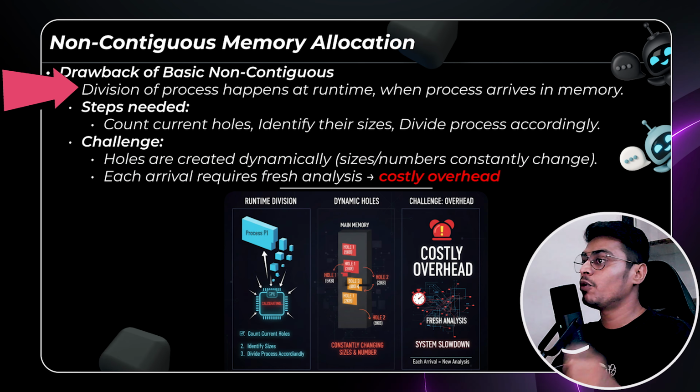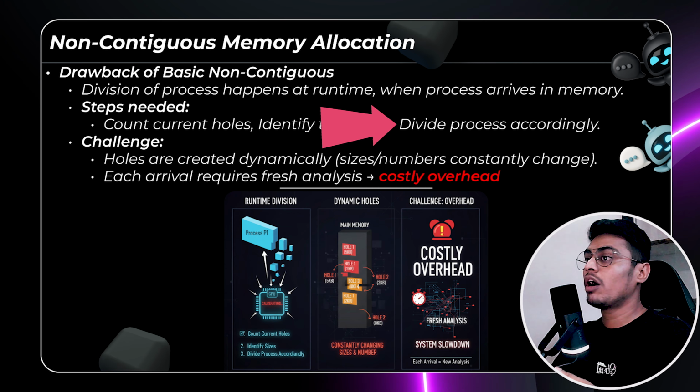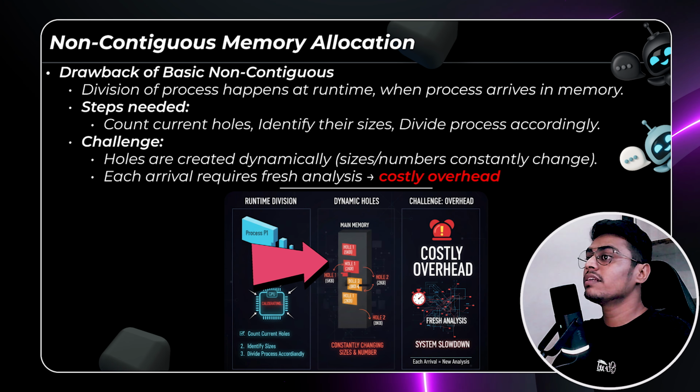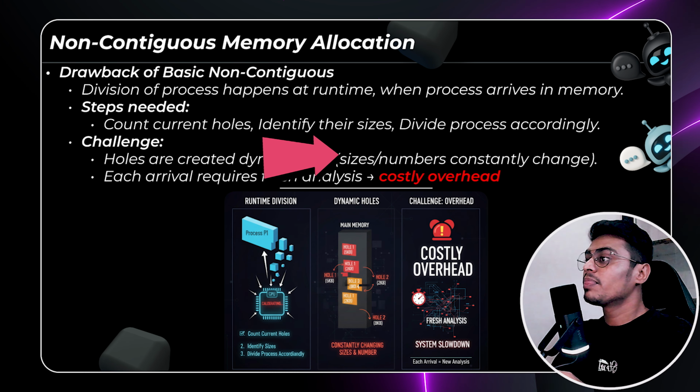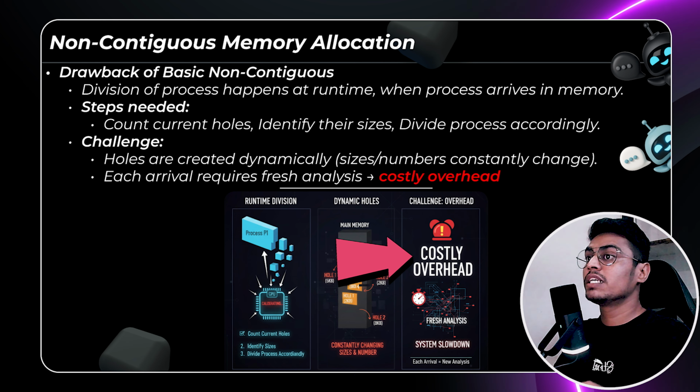But here is the important point. There is a cost to this flexibility. When a process arrives in memory and wants to be accommodated, we need to perform the division at that exact moment. We need to analyze how many holes are empty, what their sizes are, and then divide the incoming process according to available hole sizes. The problem with this approach is that these holes are created dynamically at runtime. Their sizes and number keep changing constantly as processes arrive and leave the system. Every time a process arrives and wants memory, we need to analyze the current state of memory: how many holes are there, what are their sizes, and how should we divide the incoming process. This overhead can become significant, especially in systems with frequent process arrivals and departures.